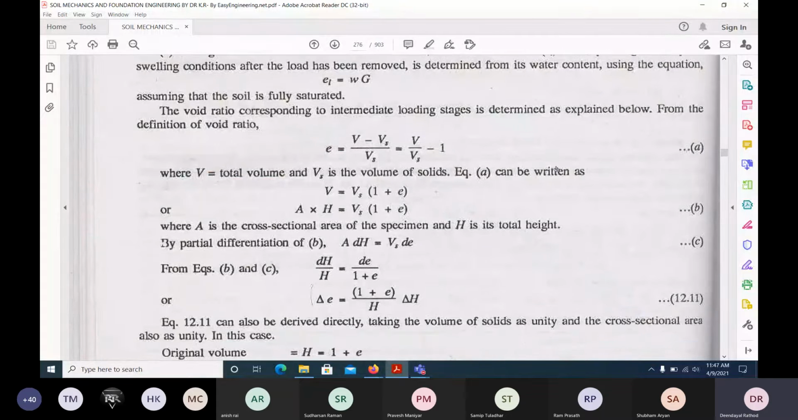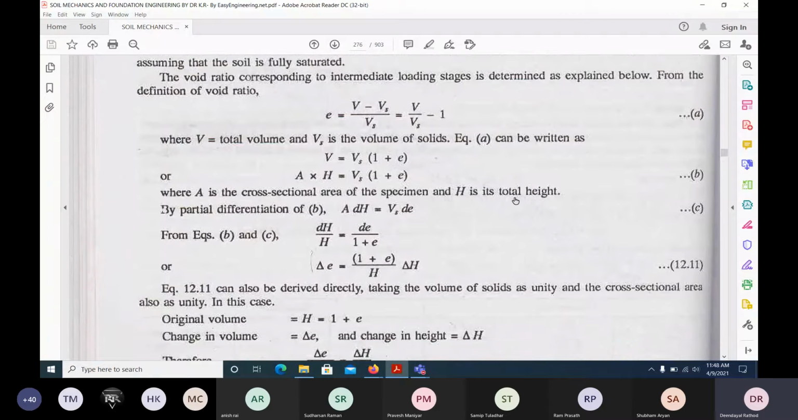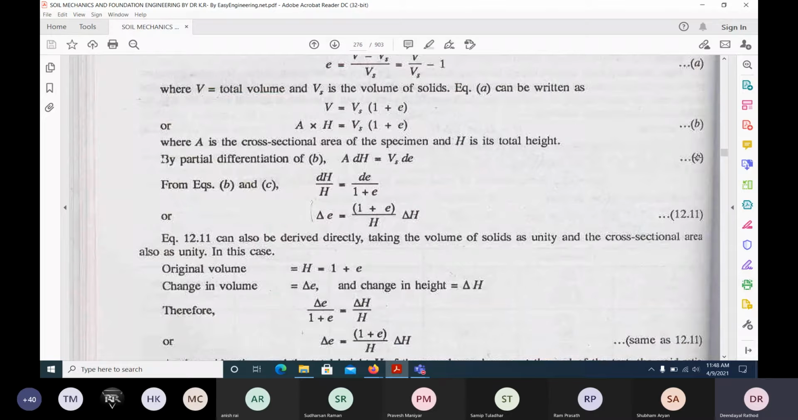What is the definition of void ratio now? Void ratio is equal to volume of voids to volume of solids. Volume of voids can be written as total volume minus volume of solids, divided by volume of solids. Here Vs cancels. We can write it this way, taking this term to this side. Then V can be written as area times H. Then you do the partial differentiation: A dH equals Vs de. When you do the partial differentiation from these equations, you will get this equation.